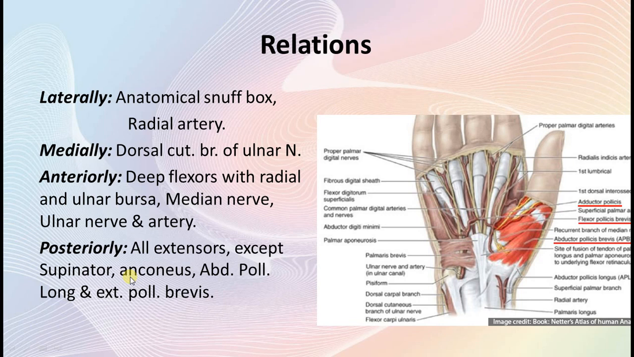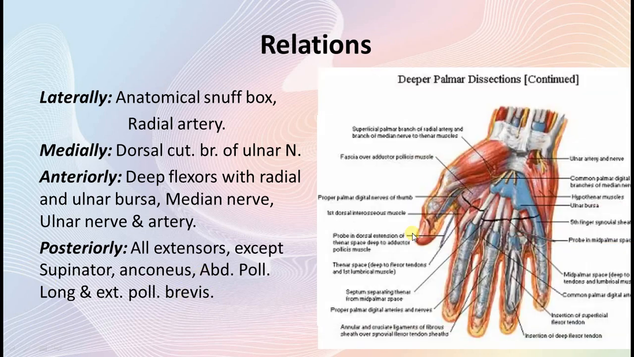They are not long flexor or extensor tendons. Abductor pollicis longus and extensor pollicis brevis actually have an oblique course. Apart from that, all the other extensor tendons form the relations. So, the relations anteriorly are the flexors, the deep flexors with the median nerve, ulnar nerve and ulnar artery.